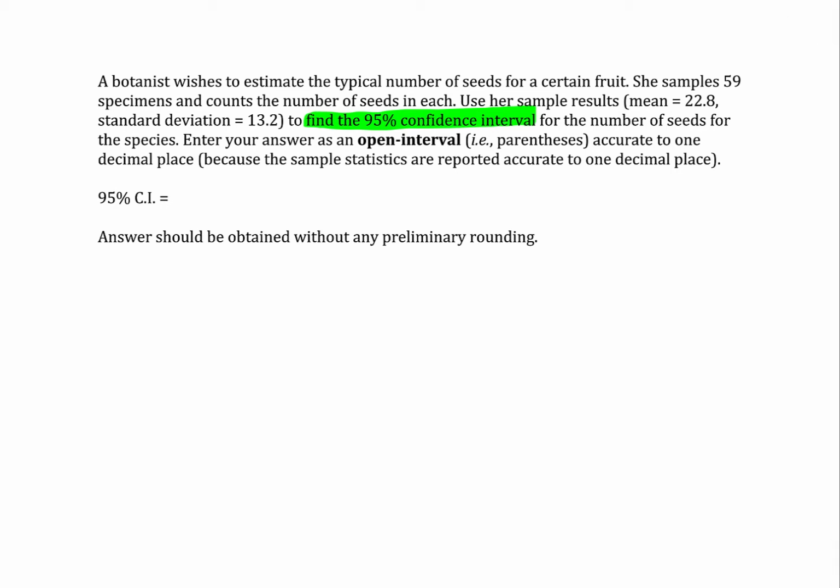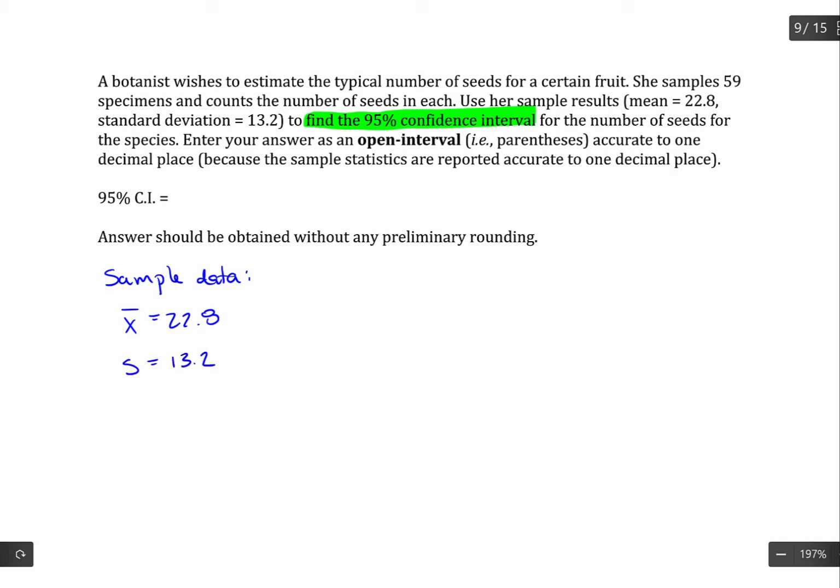And the sample data, let's take a look at it. We have a mean of 22.8, a standard deviation of 13.2, and a sample size of 59. Now, we have a sample standard deviation provided, which means in the end we need to use a t-distribution in order to find our confidence interval, rather than the normal distribution.